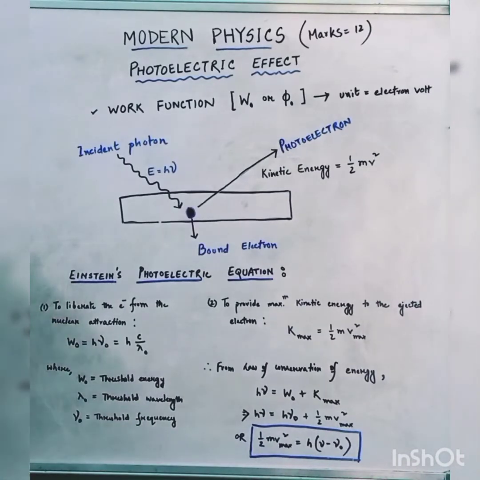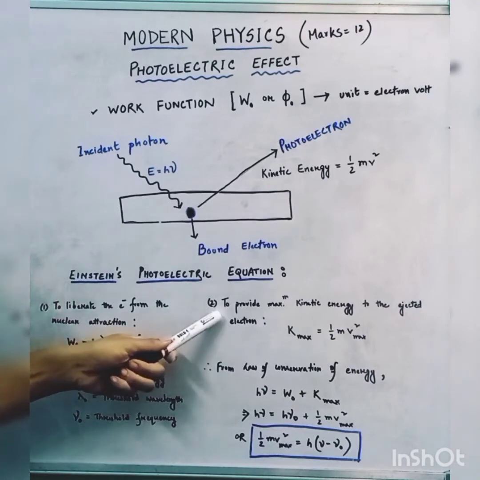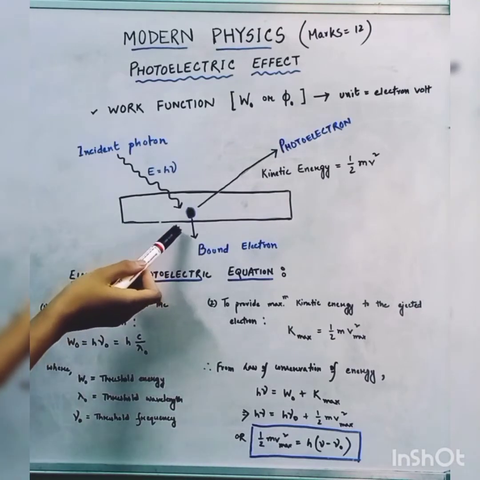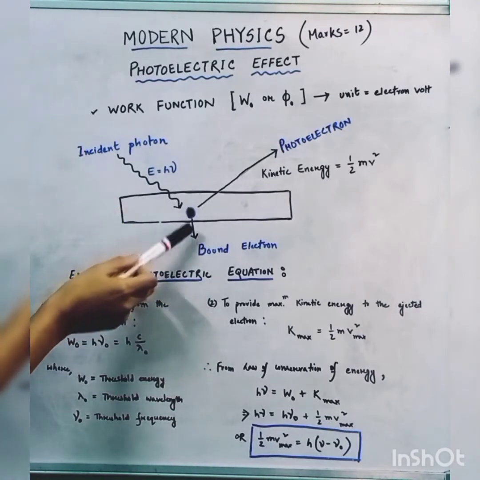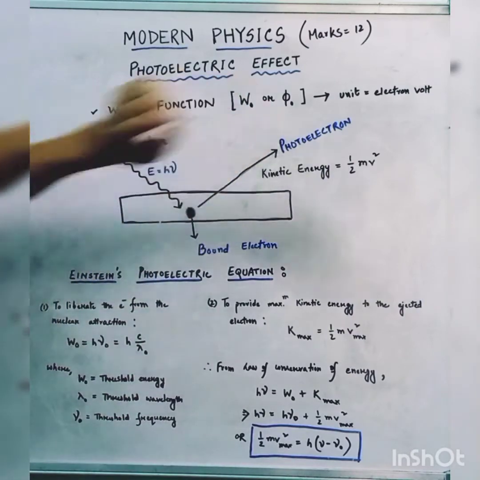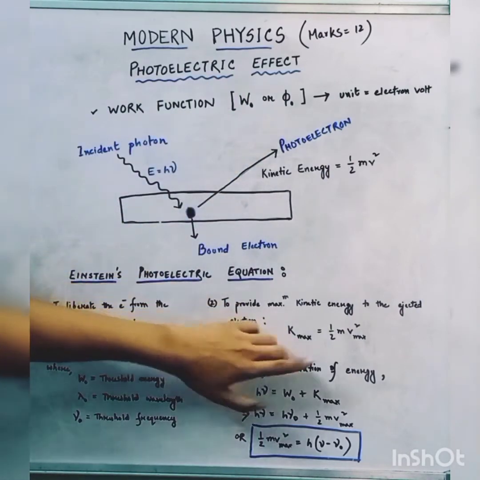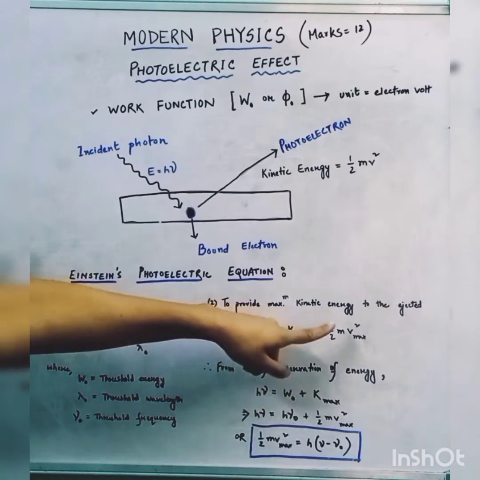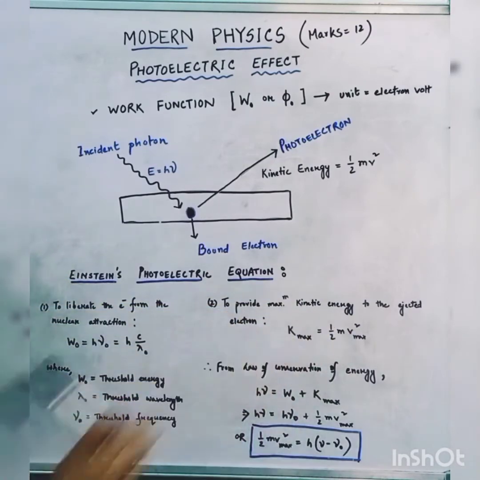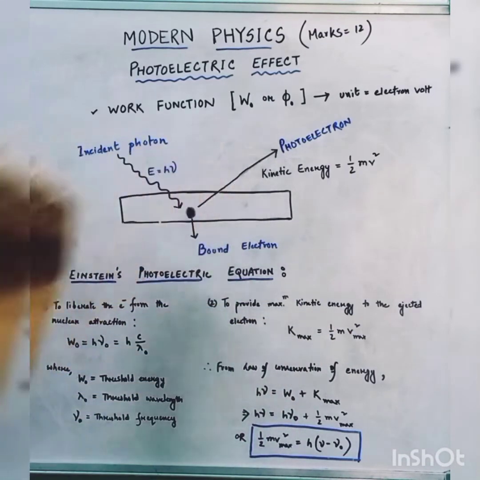The second purpose is to provide maximum kinetic energy to the ejected electron. That is, the bound electron gets enough kinetic energy so that it can eject away as a photoelectron, and that maximum kinetic energy is denoted by half m v max whole square, where Vmax is the maximum velocity which can be gained by the photoelectron.